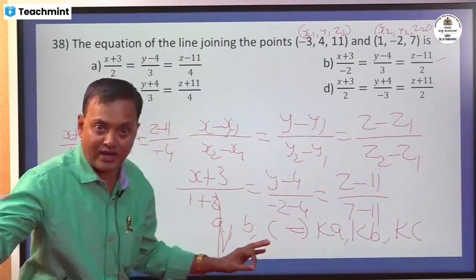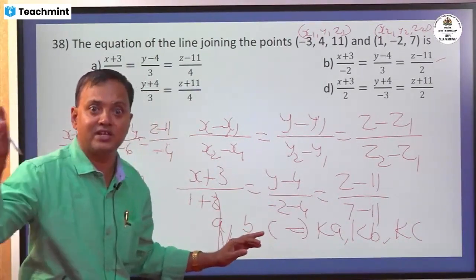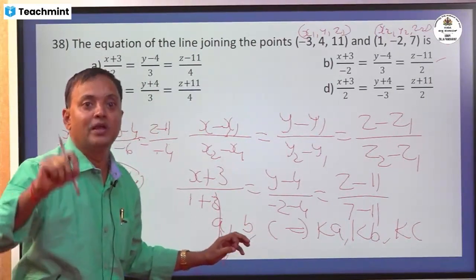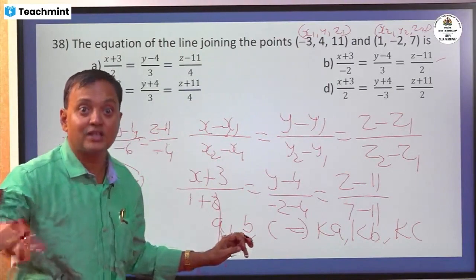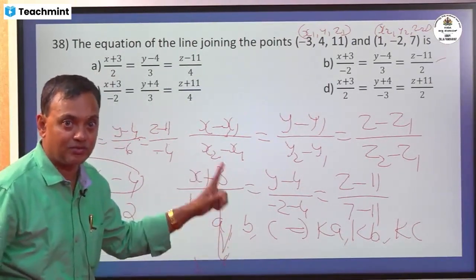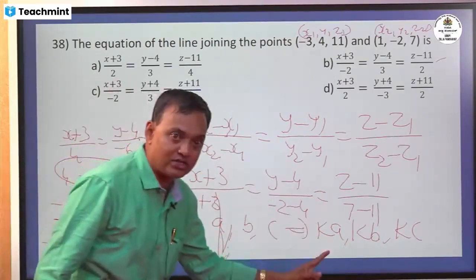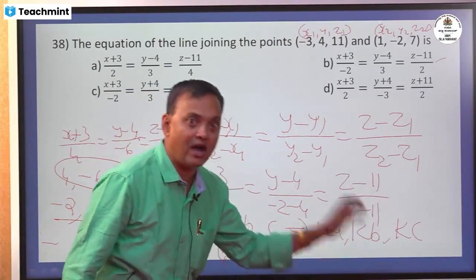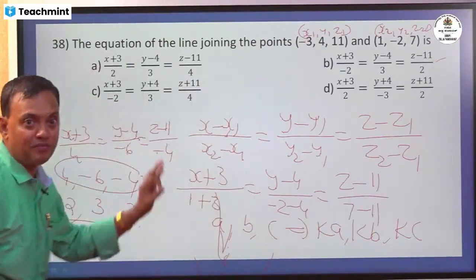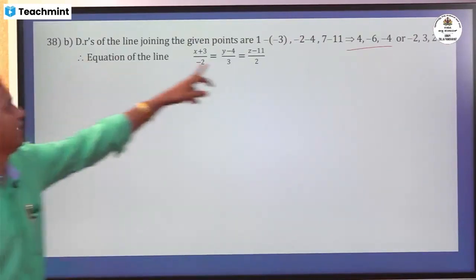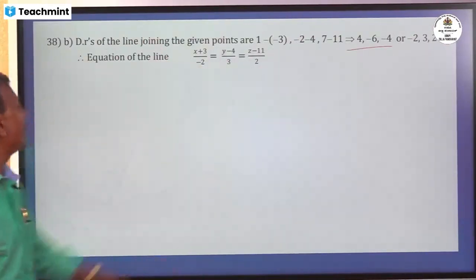So if a, b, c are direction ratios, then ka, kb, kc are also direction ratios. 1, 2, 3 are direction ratios, -1, -2, -3 are also direction ratios, or multiplying by 2, 2, 4, 6 are also direction ratios. So you should know this. If a, b, c are direction ratios of the line, then a constant k into a, kb, kc are also direction ratios of the same line or that vector. So we have done it that way. So the answer is B.